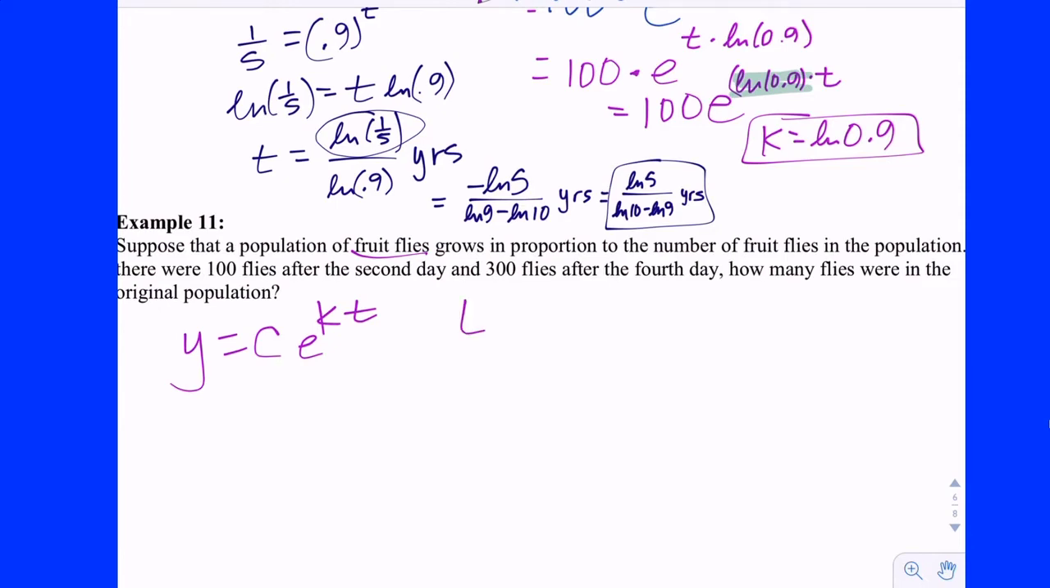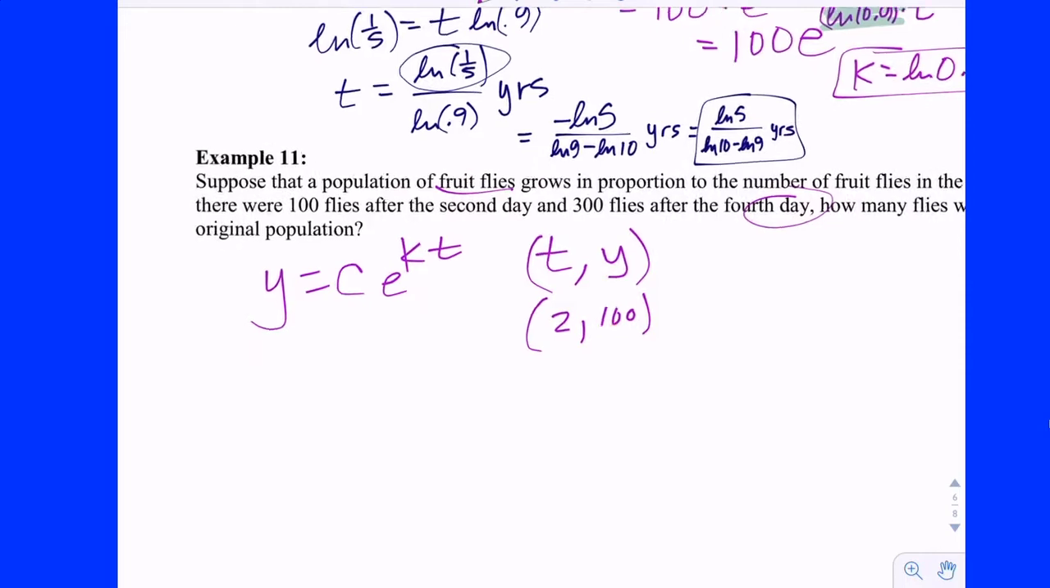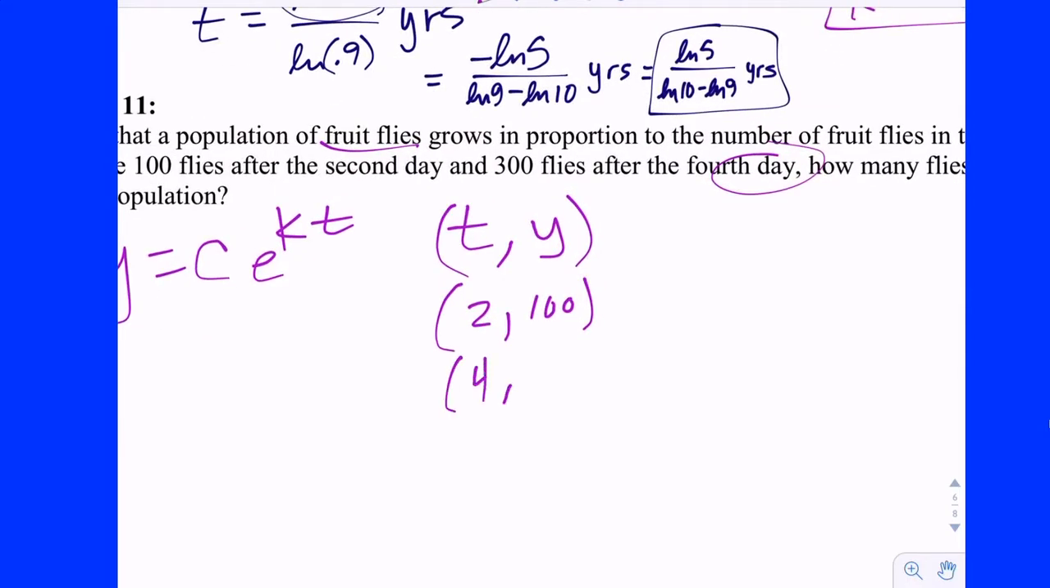So we need to create some ordered pairs. Let T be the time in days, and let Y be the flies. All right, so what do we know? There were 100 flies on the second day. So at day 2, there were 100 fruit flies. I guess we counted them. On the fourth day, there were 300 flies.